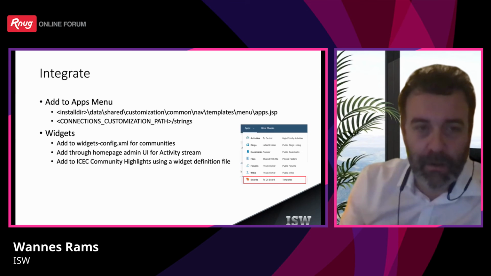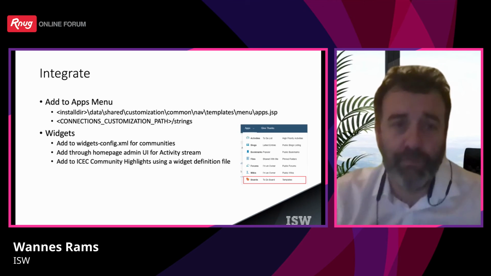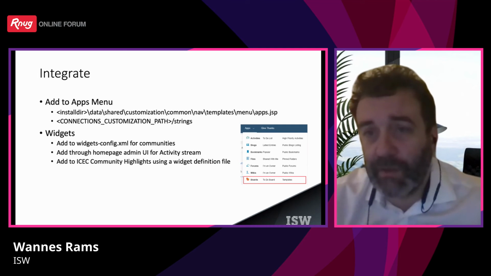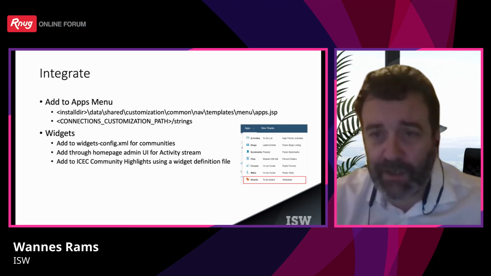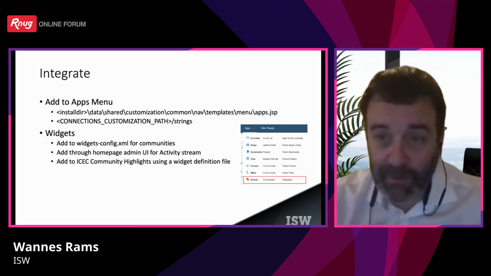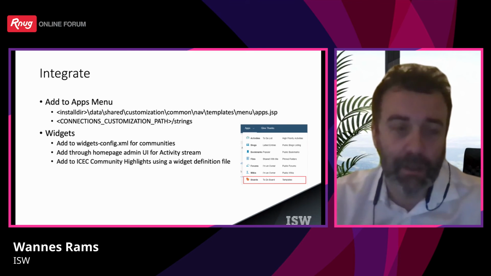So once you're done, obviously you want to turn off Activities. Quite simple, you go into the Lotus Connections config and you just disable the Activities component in there, restart the environment, and Activities is gone.